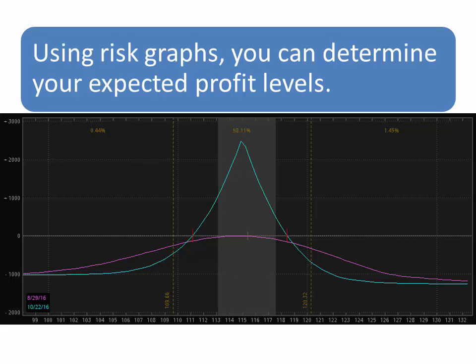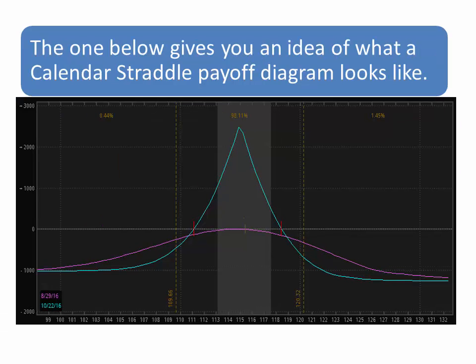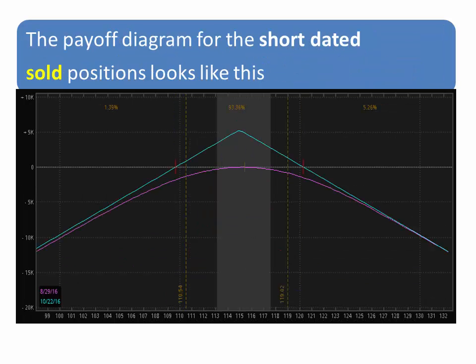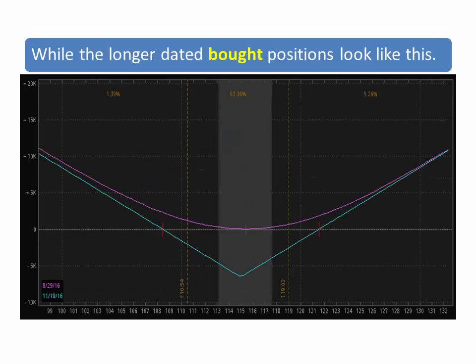Using risk graphs, you can determine your expected profit levels. The one below gives you an idea of what a calendar straddle payoff diagram looks like. The payoff diagram for the short-dated sold positions looks like this, while the longer-dated bought positions look like this.